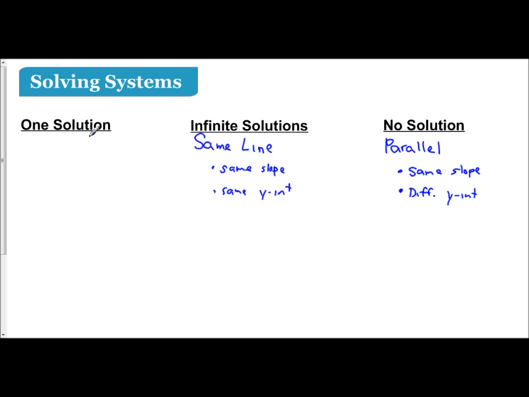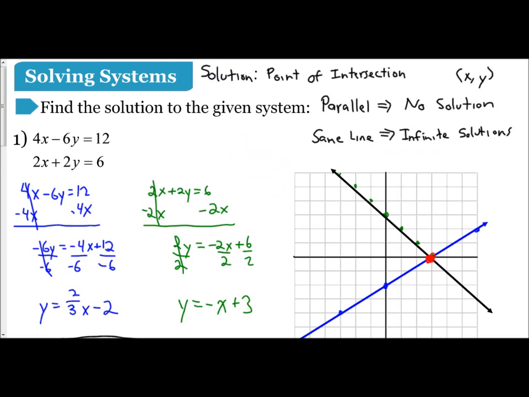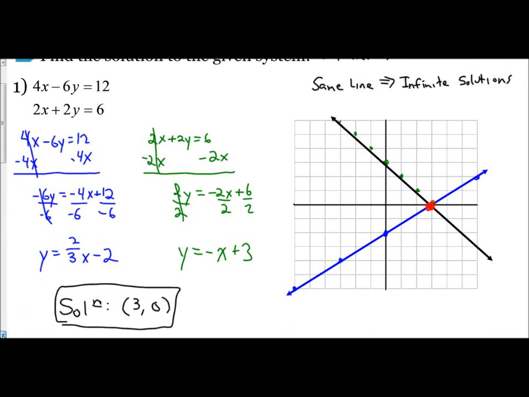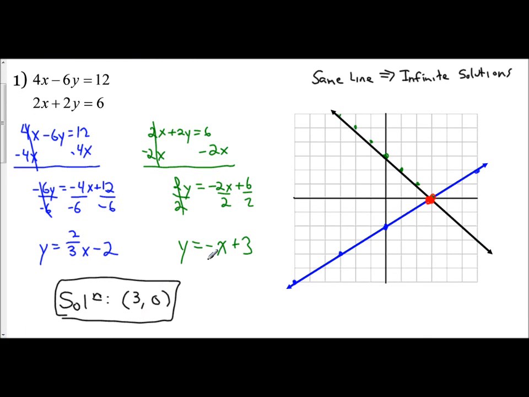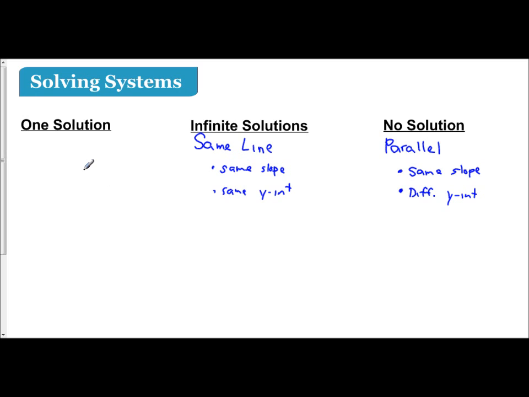So what did one solution look like for us? One solution, 2/3 is my slope, -1 is my slope. One solution, in order for an intersection to occur, your slopes just have to be different. That's it. And so one solution, you're going to have one point of intersection. You're going to have different slopes. And that's going to give you one point of intersection for your solution.